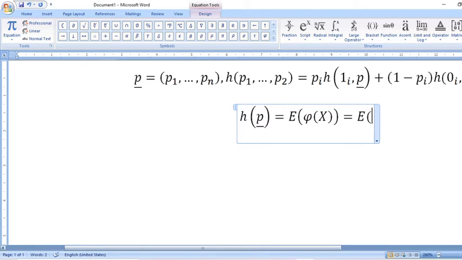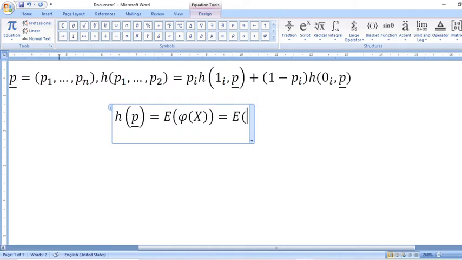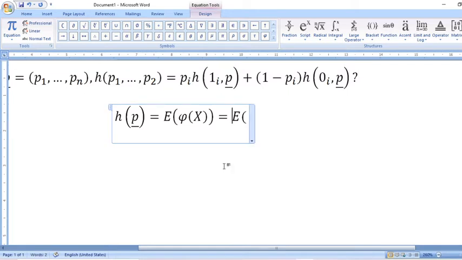Now, what is h of p? We have to prove that h of p1, p2, up to pn is equal to pi into h of 1i comma p plus 1 minus pi into h of 0i comma p. So this is the question we have to answer, or prove. To prove this result, let us consider h of p equal to expectation of phi of x.